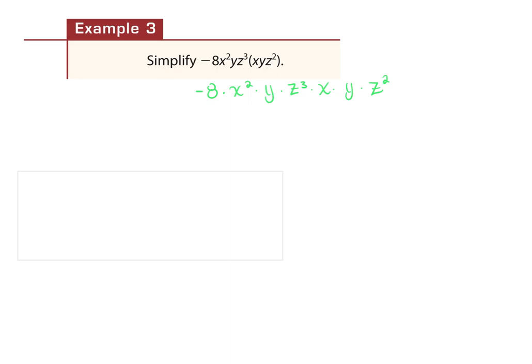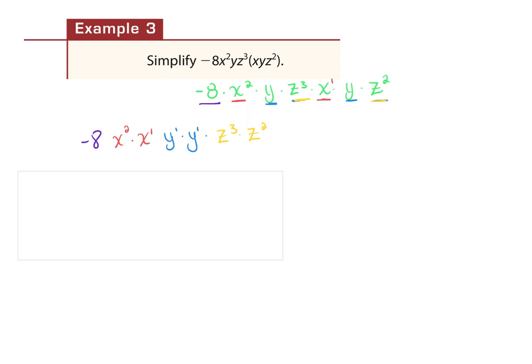And I'm going to combine everything that is alike. So this negative 8, I don't have another number to deal with here. So that's just going to stay a negative 8. For my x's, I have x squared and x to the first power. So that's going to be x squared, x to the first. For my y, I have y to the first, y to the first. And then for my z, I have z cubed and z squared. I'll do a different color there.